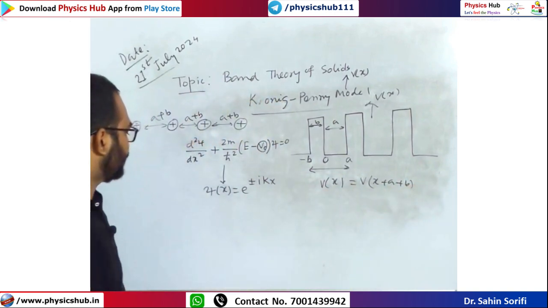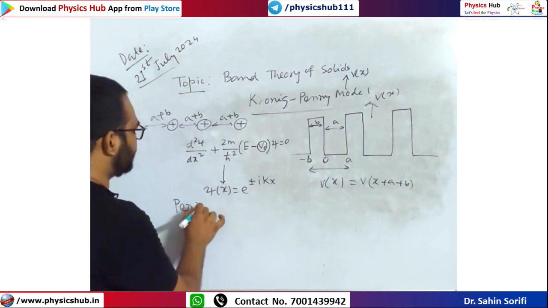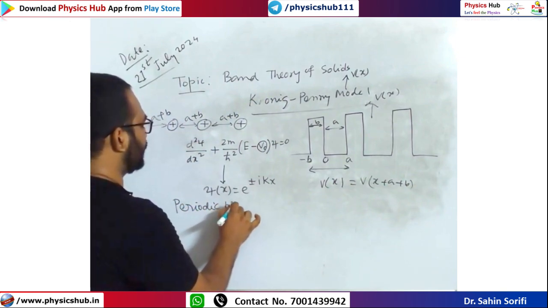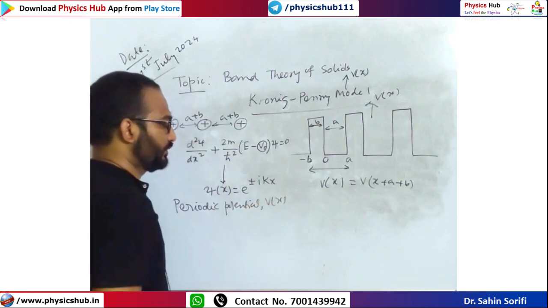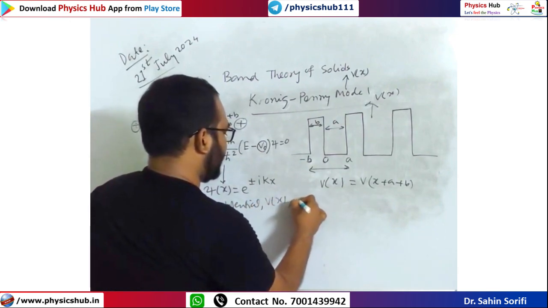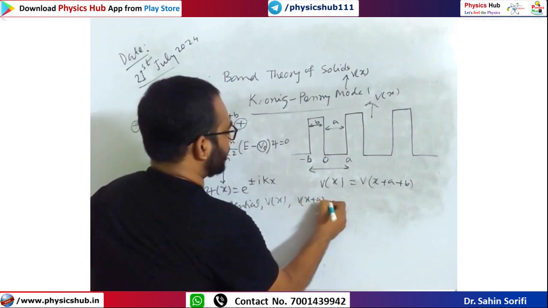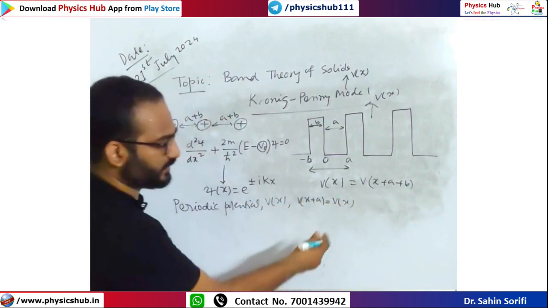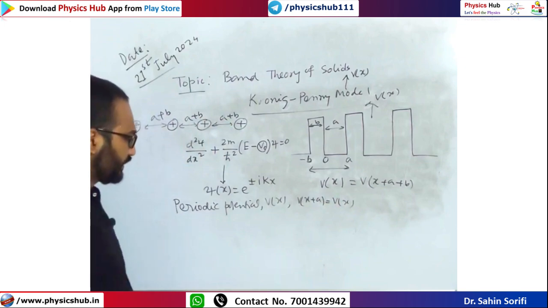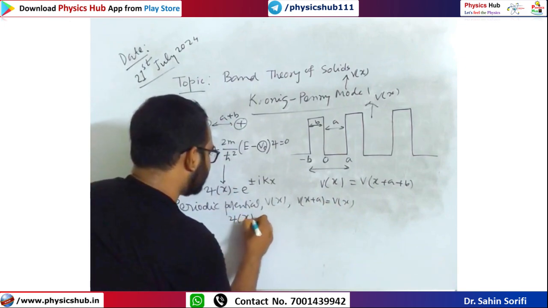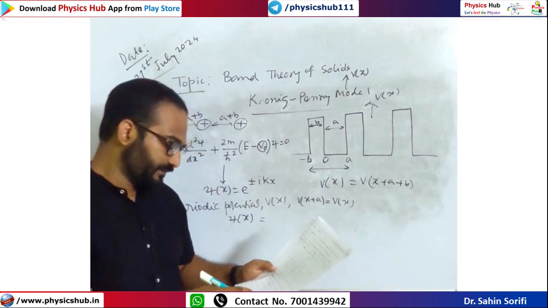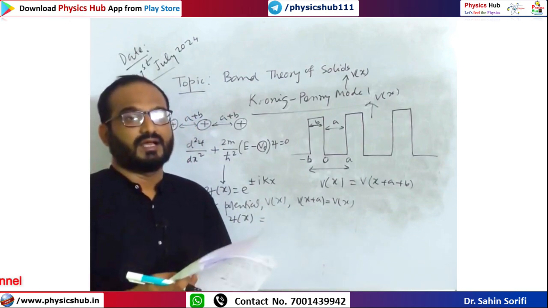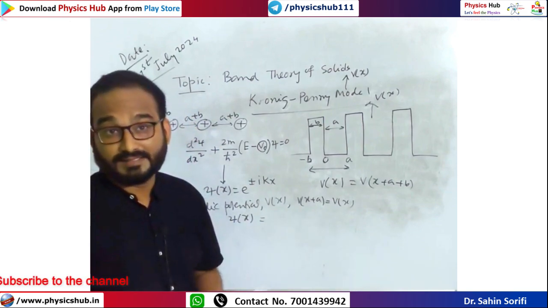So for this kind of periodic potential V of x with period, let's say a, V of x plus a is equal to V of x. In general, I am talking about the Bloch theorem. The solution of the Schrodinger equation gets modified by some multiplication factor. That factor has the periodicity of the lattice.